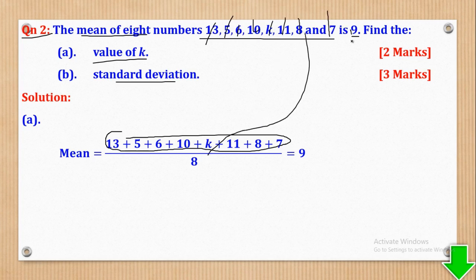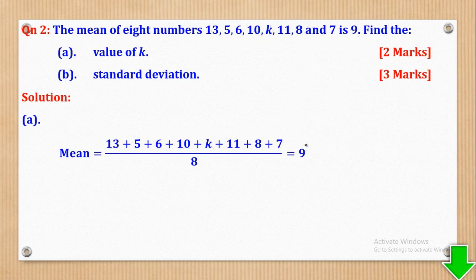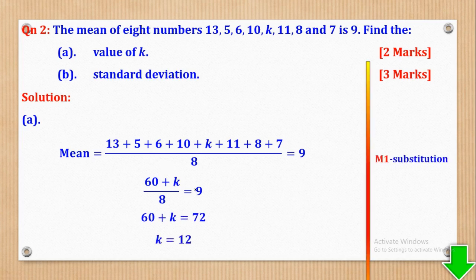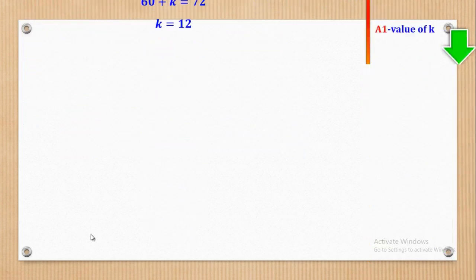But the mean is 9, so you equate it to 9. The next is to simplify and then cross multiply, and after that you make k the subject. So basically that's what they wanted. So M1 will be for this substitution, A1 for the value of k. The next was standard deviation.